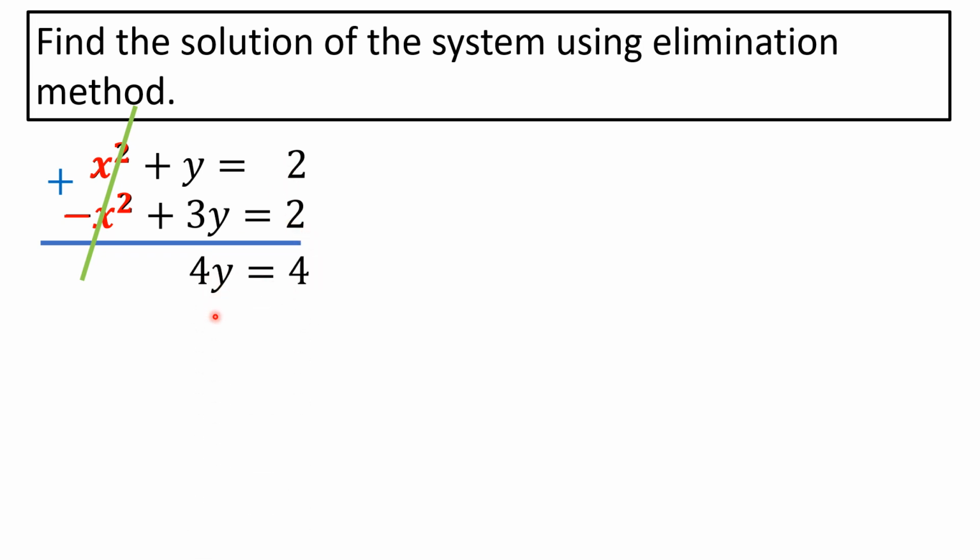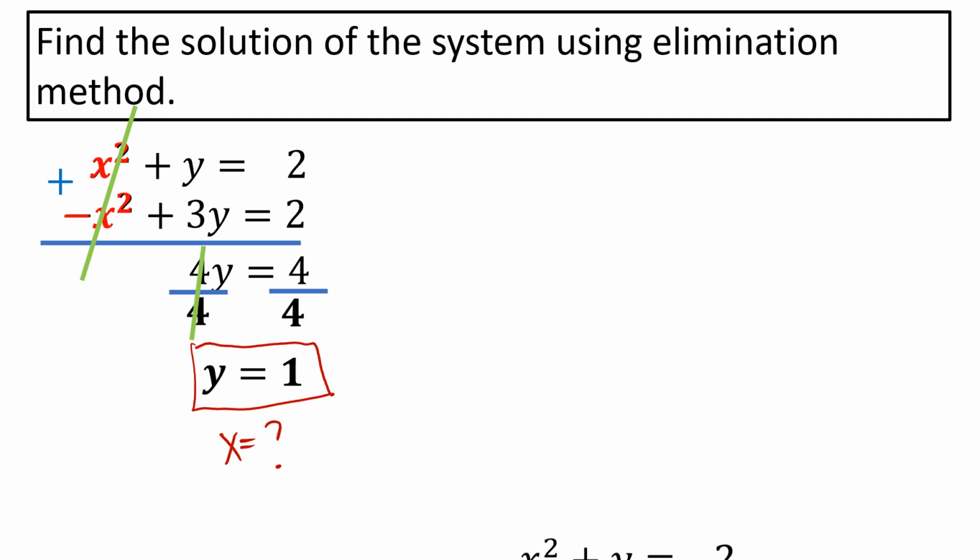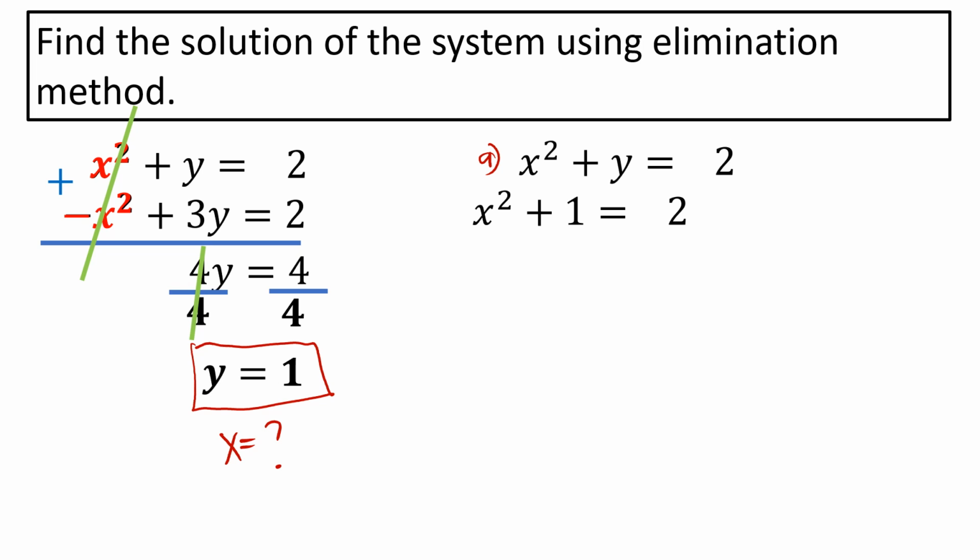So since we will be getting the value of y, we will divide both by 4, and for that y is equal to 1. So if y is equal to 1, then what will be our value of x? So getting the value of x, any of the two equations will do, but we will just use the equation A. And using equation A, we will be substituting the value of y, which is 1.